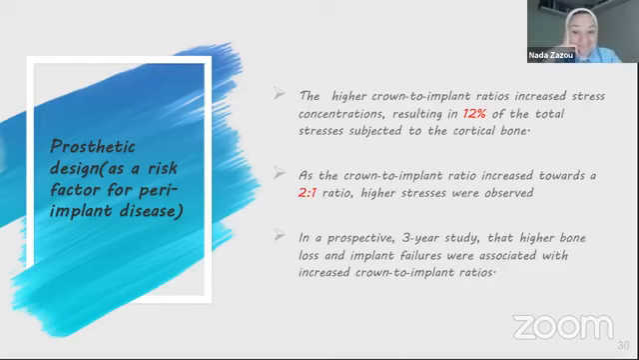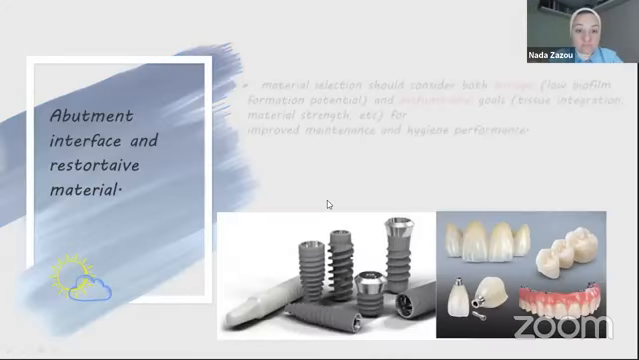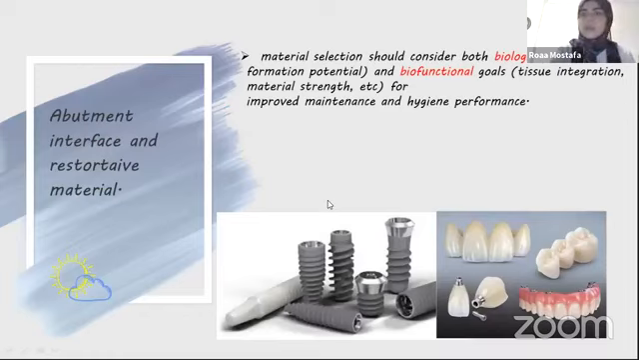Yes. It can cause up to 12% total stresses to the cortical bone. So it has always been advisable not to increase the crown implant ratio more than 2 to 1. In a prospective study, a 3 year study, the higher bone loss was with the implants that have a higher crown to implant ratio. Okay, talking about the restorative material. The restorative material should have both the biological.